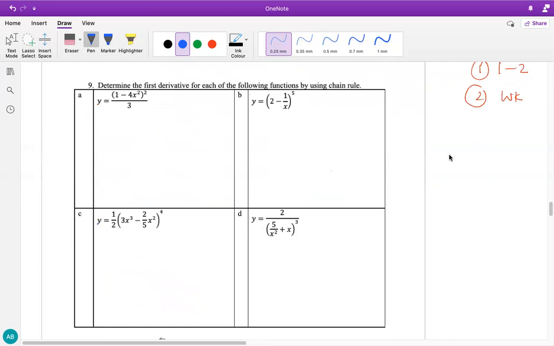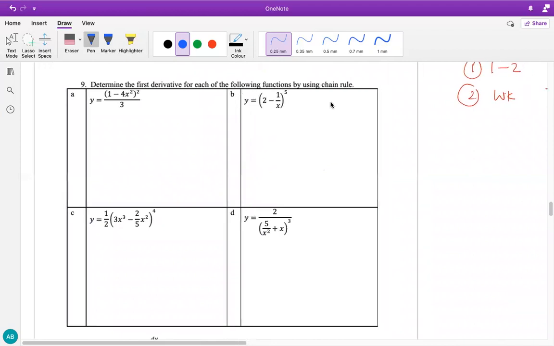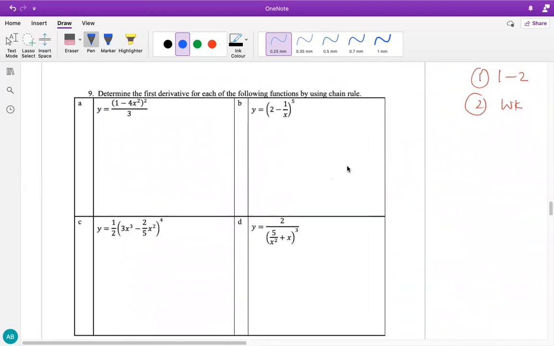Okay, so now we go to determine the first derivative for each of the following functions by using the chain rule. So the chain rule will be, if I have f(g(x)), if I differentiate, f prime g(x) times g prime x. Okay, so this is the chain rule.